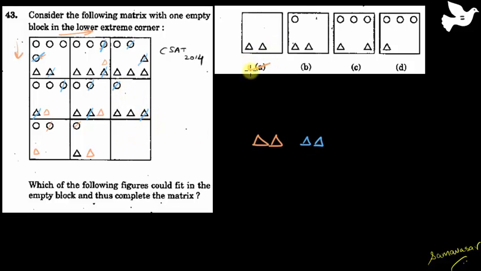So like I told you in another question also, in all these matrix kind of questions, whether you go row wise or column wise, you will always arrive at the same answer.